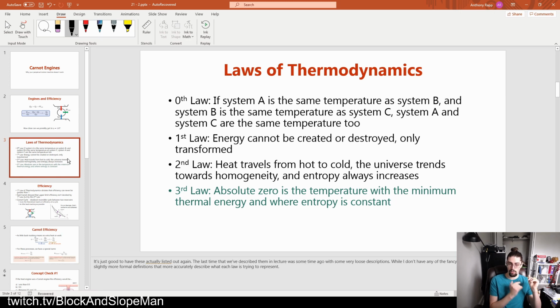It is where our scale for temperature should start. But it's not really somewhere that we can ever get to. But how we actually define that is that entropy is constant. And I want to talk about what that means.